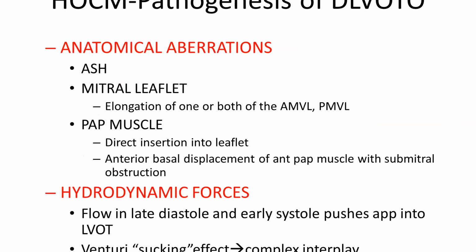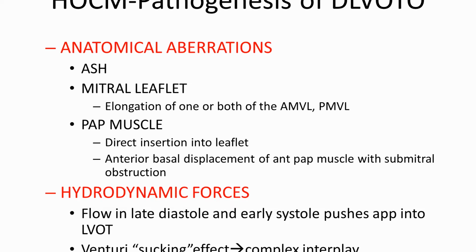And the pathogenesis, again, it's largely the same. I mean, the same anatomical substrate, the ASH. But here there are specific mitral valve abnormalities. So elongation of both anterior and posterior leaflet. And there's some specifically documented mitral papillary muscle abnormalities, such as direct insertion or anterobasal displacement of the anterior papillary muscle. So again, the direction of ejection, instead of pushing the valve away from the LVOT, it tends to push it towards it.